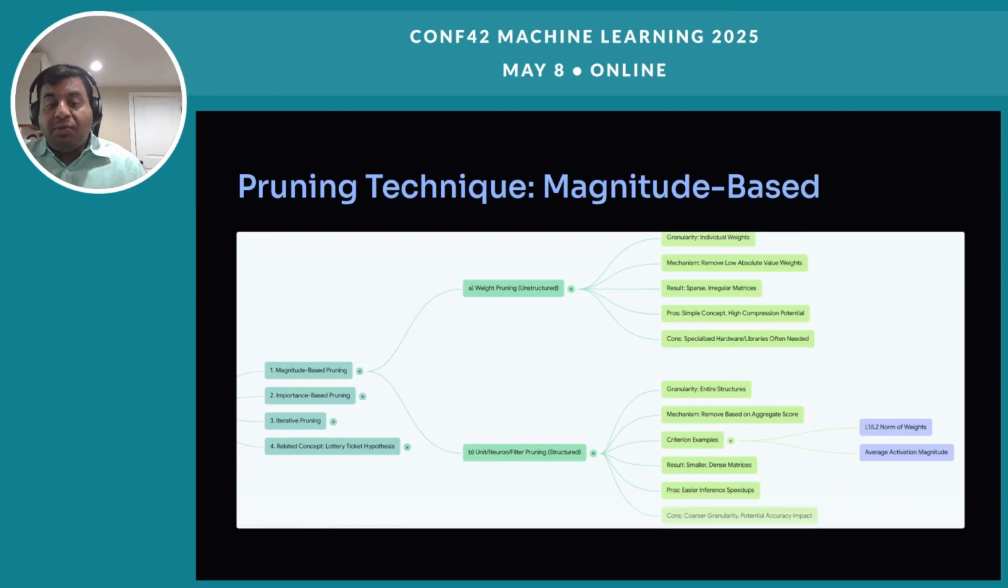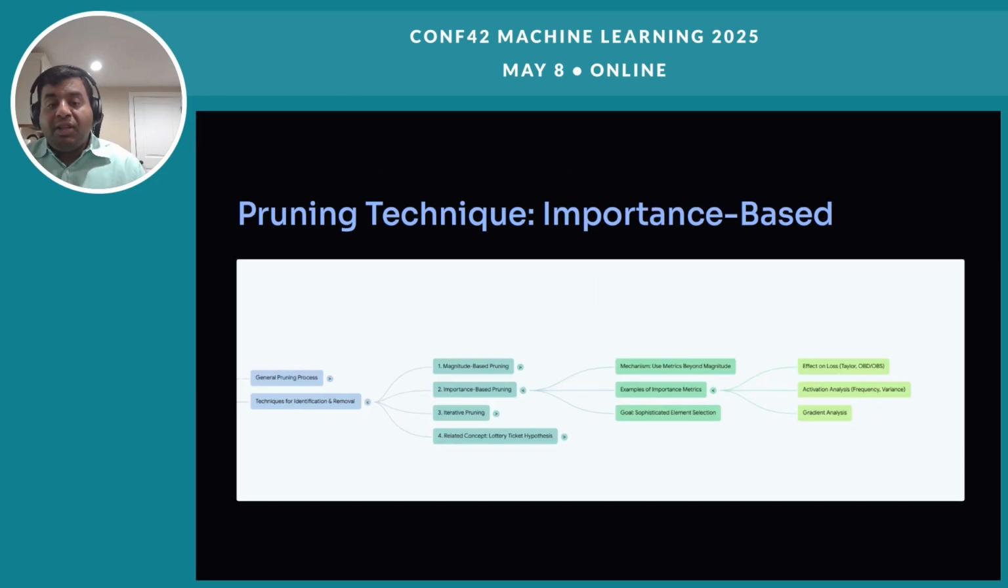And the result: unstructured pruning leads to sparse, irregular weight matrices. Structured pruning results in smaller but still dense matrices, which are often easier for standard hardware to accelerate. What are the pros? Simple concept, high compression potential, especially unstructured. Structured pruning often gives better inference speedups on standard hardware. What are the cons? Unstructured pruning often needs specialized hardware or libraries for speedups, while structured pruning is coarser and might impact accuracy more.